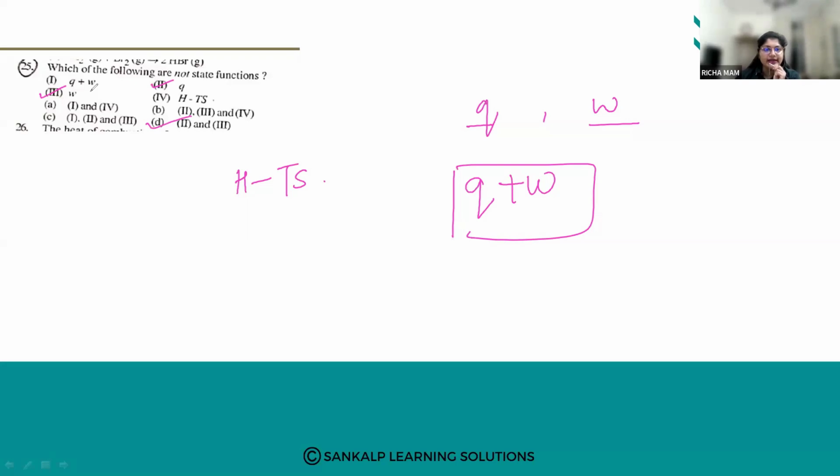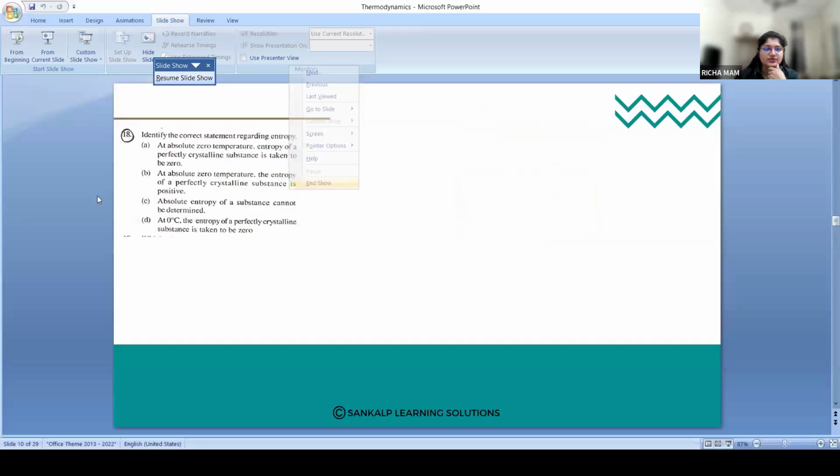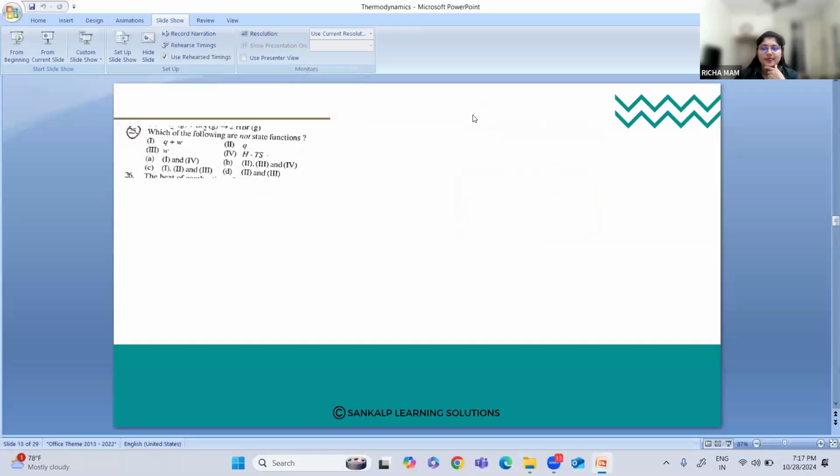Heat plus work is a state function. H minus TS is also a state function. But heat separately and work done separately are not state functions. Got it? So these were some of the questions. Any doubts up to here?